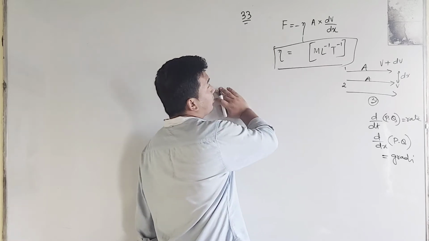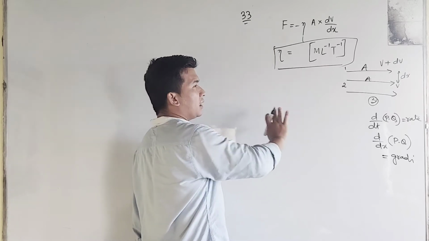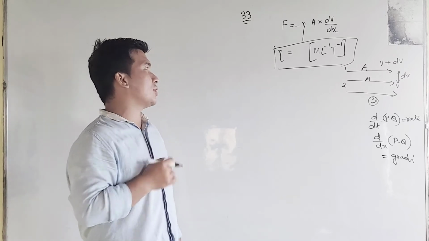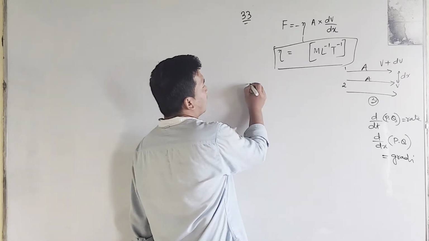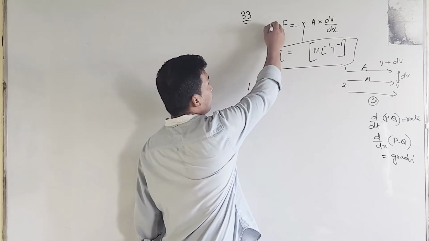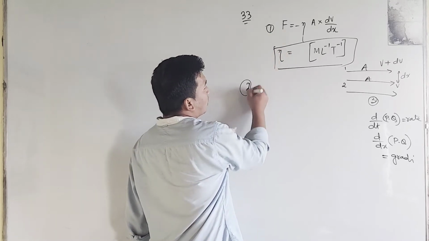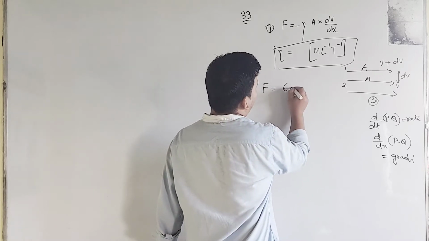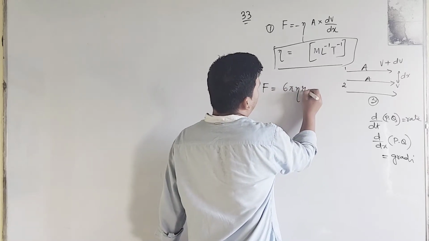Coefficient of viscosity. Let me point out the formulas that involve this coefficient of viscosity. Formula number 1 is F equal to eta A dv by dz. Formula number 2 is Stokes law: F is equal to 6 pi eta r v.